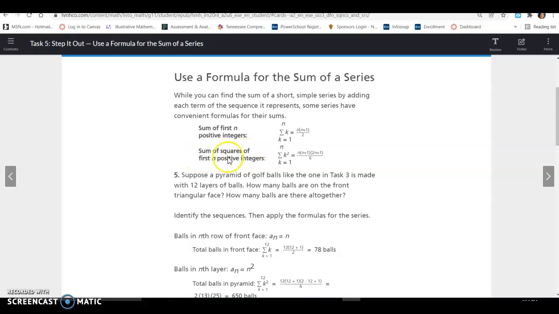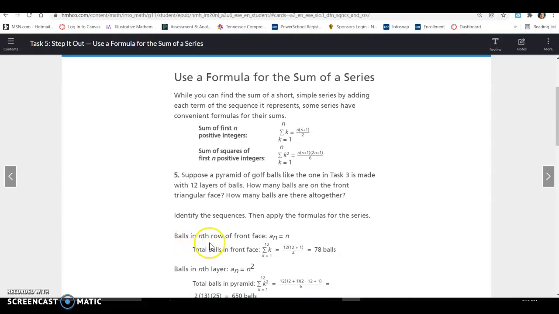The sum of squares of the first n positive integers. So again, if you're going to do something squared from 1 to n, this would be the formula that you can use to find that. So it says, suppose a pyramid of golf balls like the one in task 3 is made with 12 layers of balls. How many balls are on the front triangular face? How many balls are there altogether? All right, so identify the sequences, then apply the formula for the series.